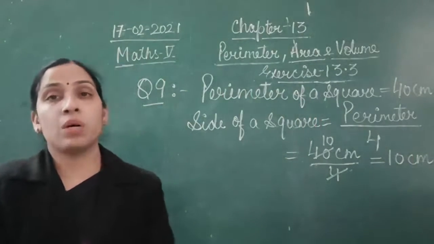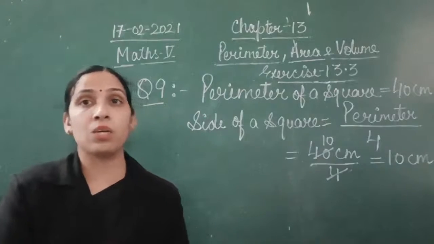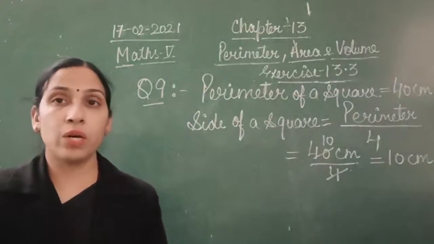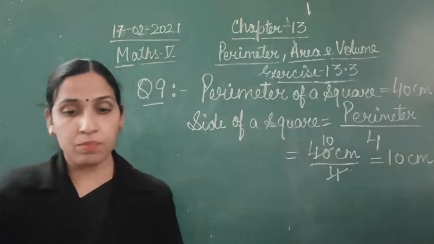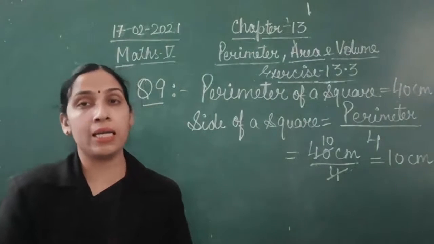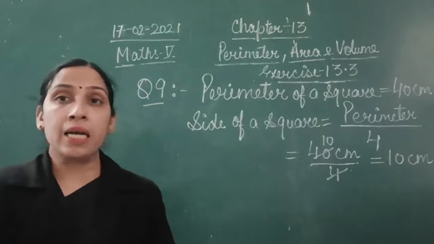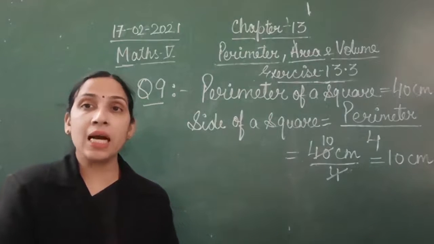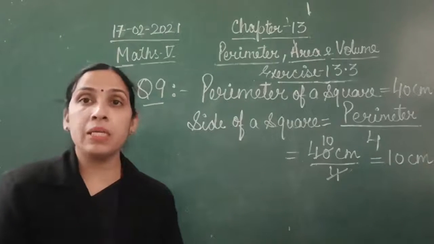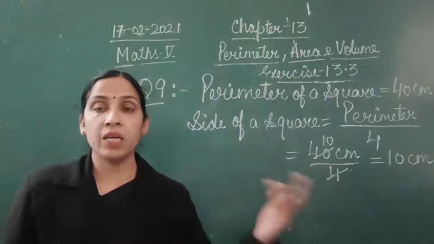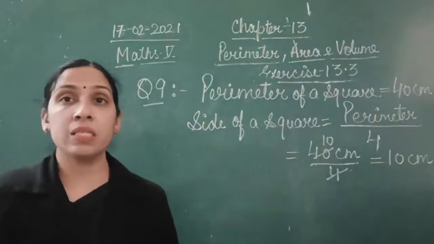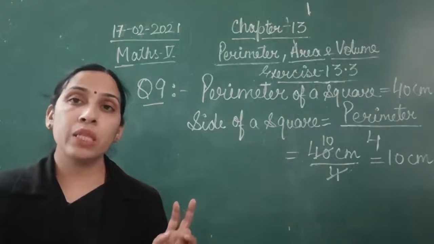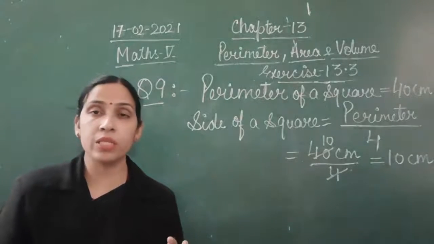I'll read the question once again and then find the second part. In question number 9, you have been given the perimeter of a square, which is 40 centimeter. You have to find its side and area. The formula for finding the side of a square is perimeter divided by 4. We already did this in the previous exercise 13.1, in which we were finding perimeter.